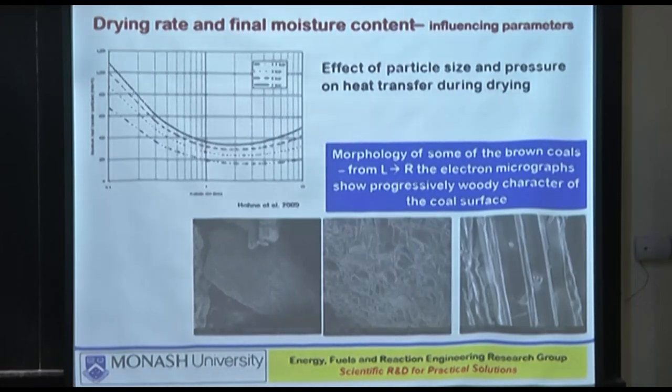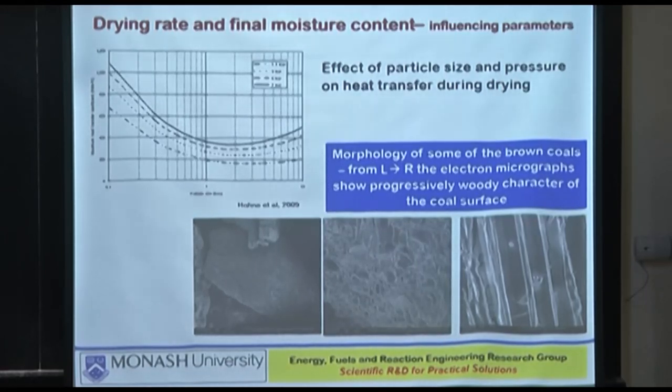If you go with higher and higher magnification, then this is what you will see. Very well-defined capillaries, but also ultimately a section comes where it is extremely smooth and you cannot go beyond that. So all the drying has to be done between this and that. By the time the coal has come to this, you cannot dry it anymore.